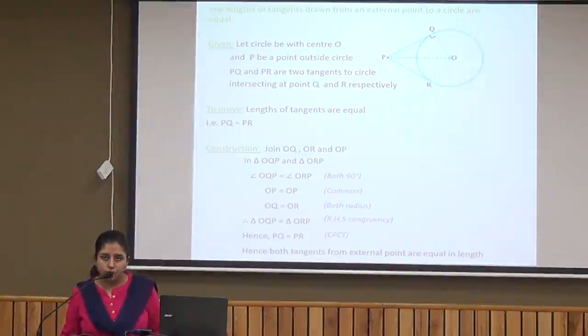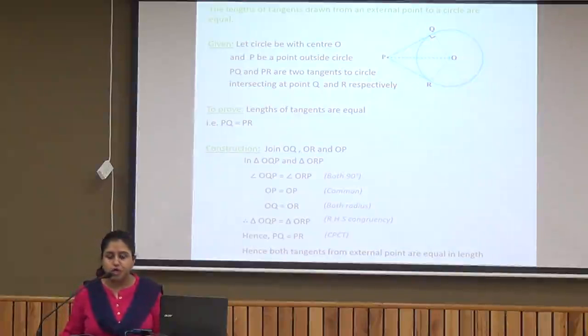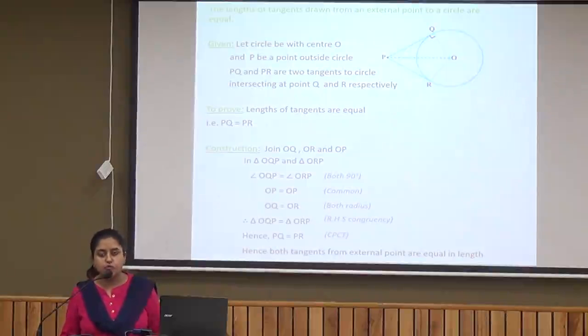OP is equal to OP, common, and angle PQO is equal to angle PRO. Both these angles are equal to 90 degrees, as we have proved in the first theorem. So by RHS congruency criteria, these two triangles PQO and PRO are congruent. Therefore PQ is equal to PR by CPCT. Thus we have proved that the lengths of tangents drawn from an external point to a circle are equal. Now we would be using this theorem to find unknown quantities and to prove a given condition. Let's proceed.